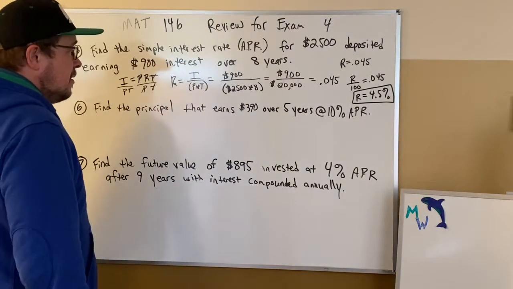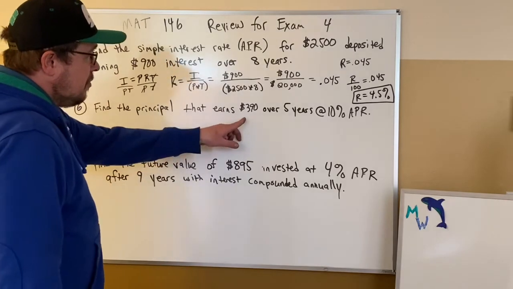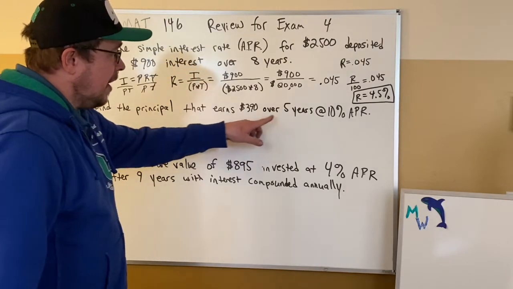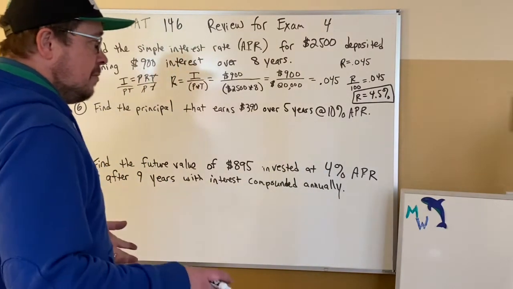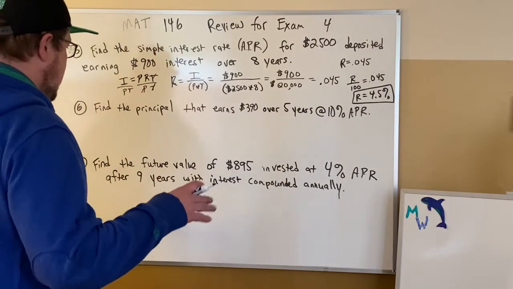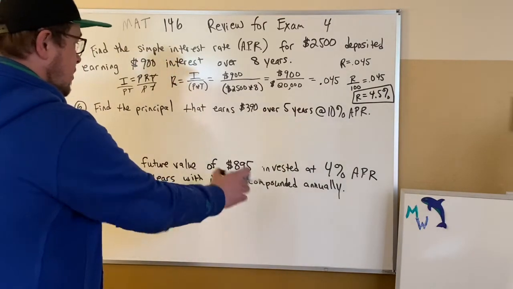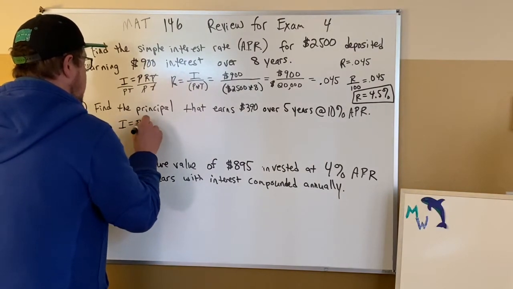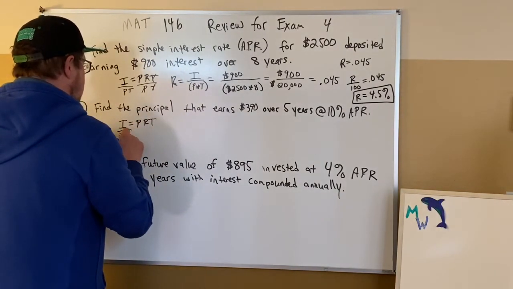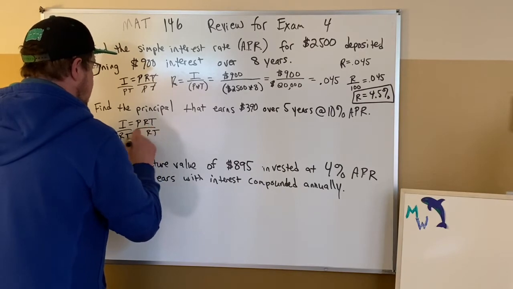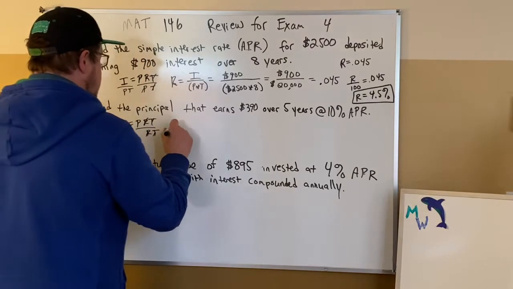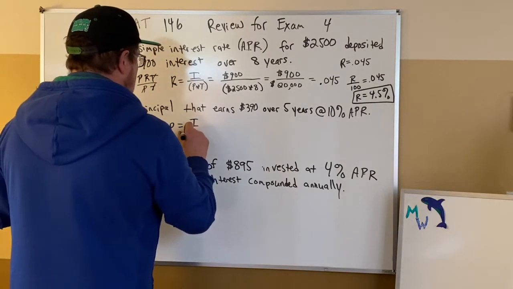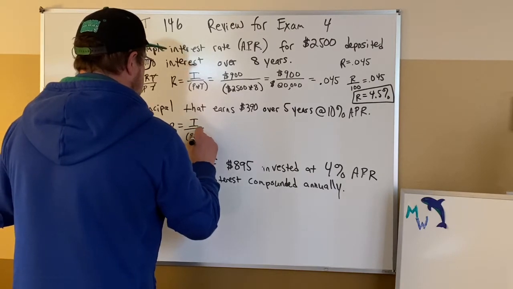Find the principal that earns $390 over 5 years at 10% APR. This is simple interest again. It didn't say compounded anywhere, making it be simple interest. So interest equals principal times rate times time. We'll divide each side by RT. Knock these out. Principal equals I over R times T.